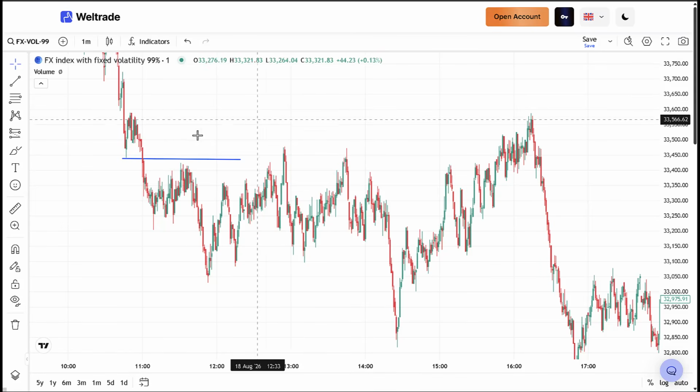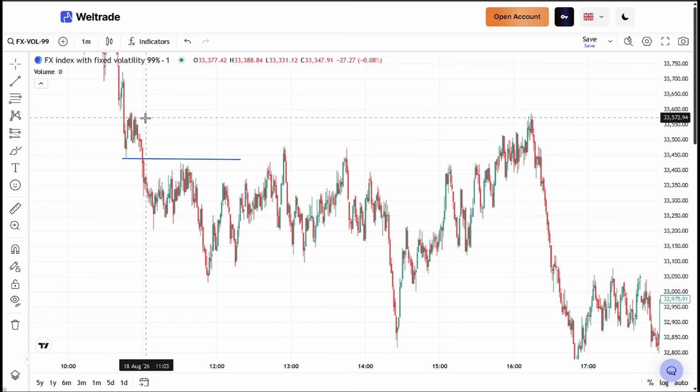Second, the move away from it must be sharp and aggressive. This is a sharp move from this particular order block on the M1, and this is the delivery that you are looking for.